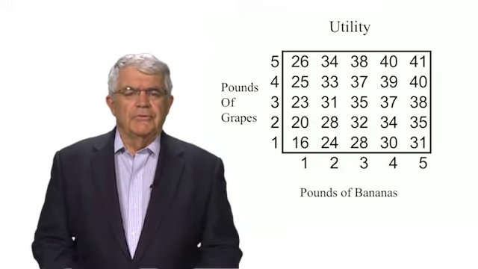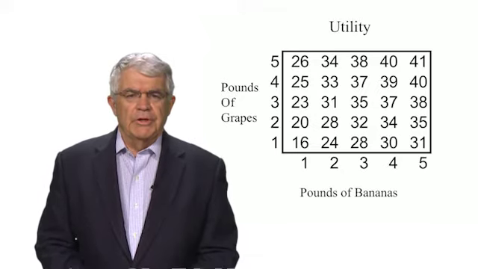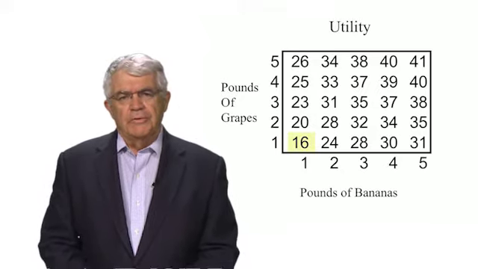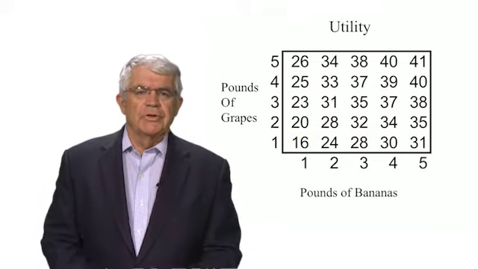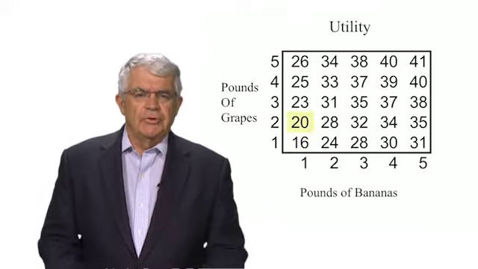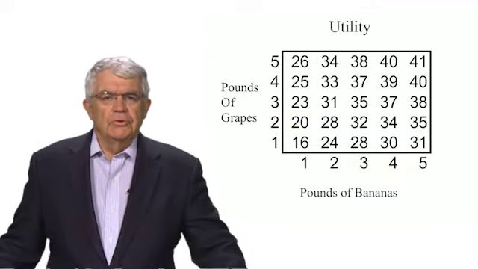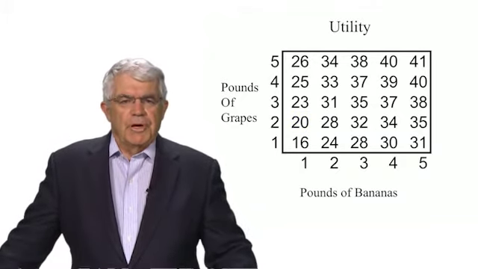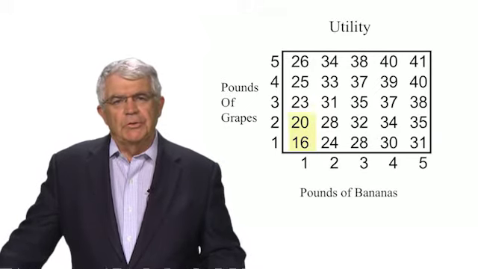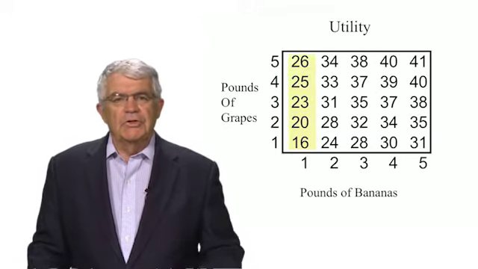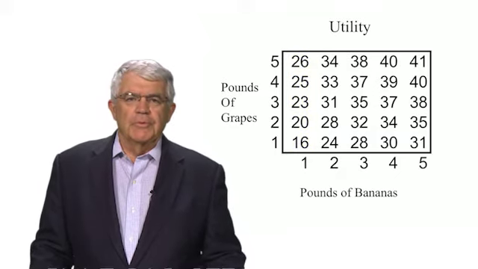So for example, if the consumer has 1 pound of bananas and 1 pound of grapes, that's a utility of 16 by our assumption. We made up these numbers to illustrate it. For 2 pounds of grapes and 1 pound of bananas, the utility is 20. So obviously the consumer prefers 2 pounds of grapes to 1 pound of grapes. And as you go up the vertical line there, 16, 20, 23, 25, 26, you see that that's increasing. And that means that it's more utility with more pounds of grapes, and therefore the consumer prefers that.